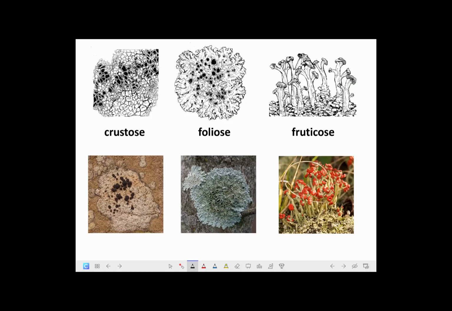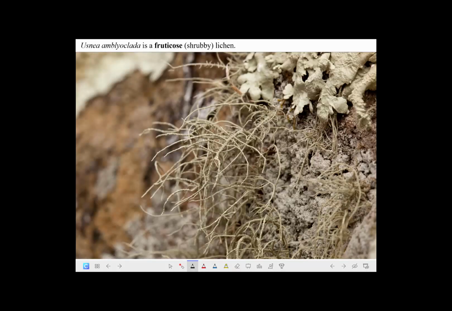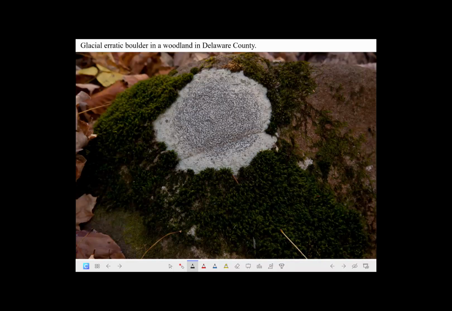So here are some sketches and some pictures showing examples. Crusty crustose lichens are tightly adherent to the substrate. Leafy foliose lichens have an upper and lower surface and are loosely attached to the substrate. And fruticose lichens stand up. So here's a picture of 2 foliose lichens. Here's a picture of a fruticose lichen. And here on the boulder that we've seen before is the smoky-eyed boulder lichen. That's an example of a crustose lichen.